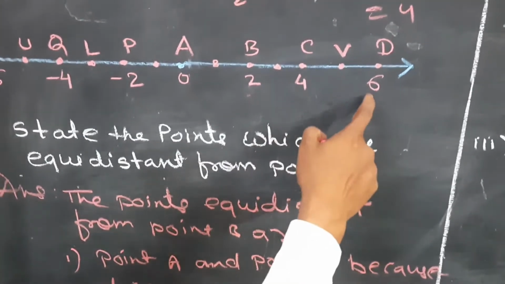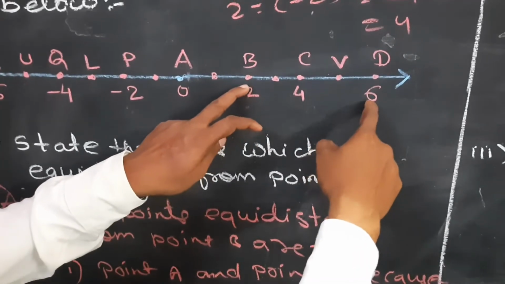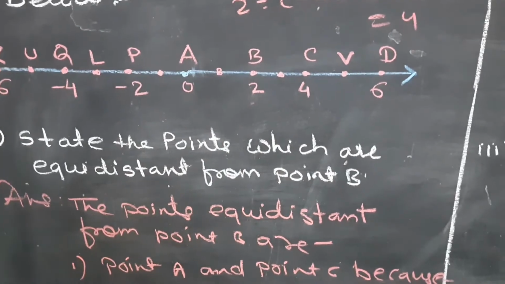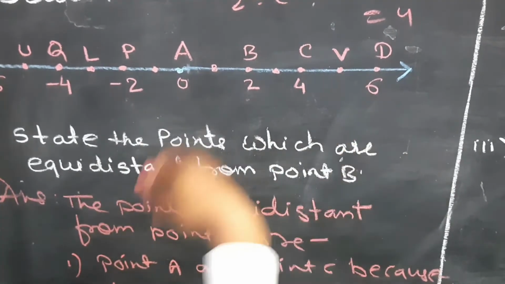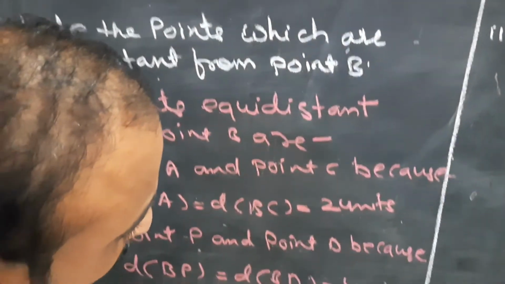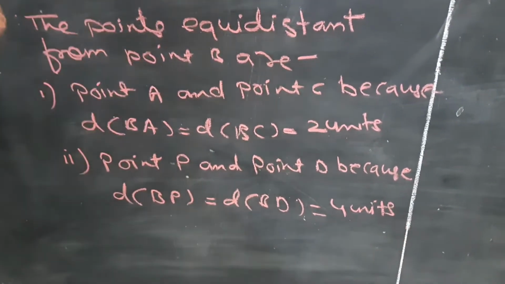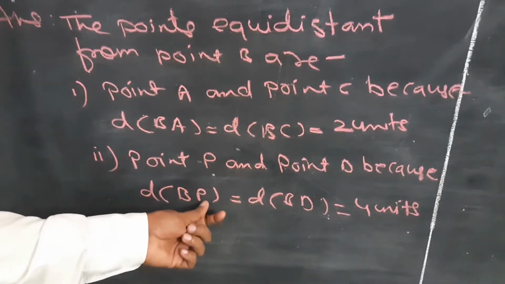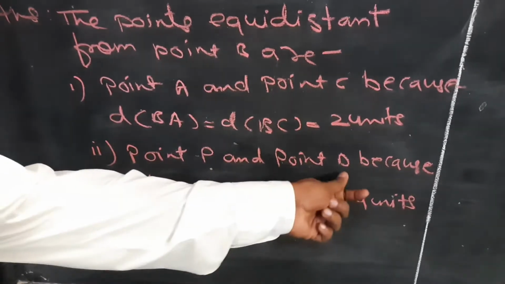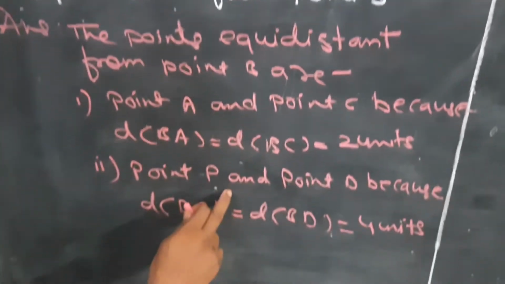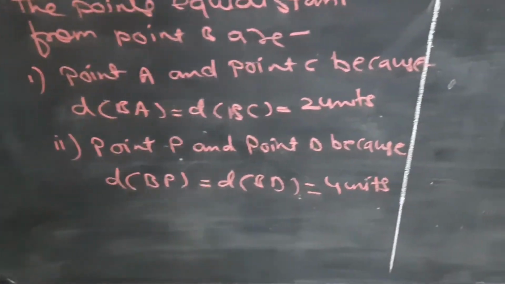Here also, out of points B and D, which one is greater? D is the greater one and 2 is the smaller one. You have to subtract the smaller coordinate from the larger coordinate. So 6 minus 2, again it becomes 4. So both have a distance of 4. That's why point P and point D are equidistant from point B. Here you have to write point P and point D, because of this reason.